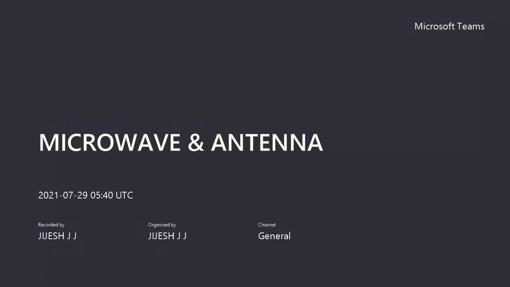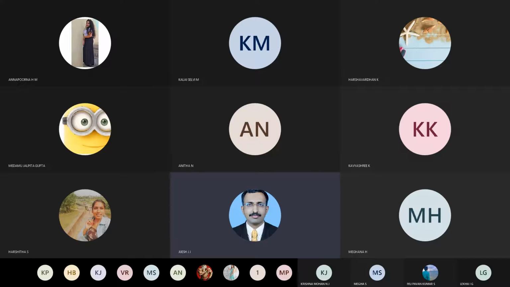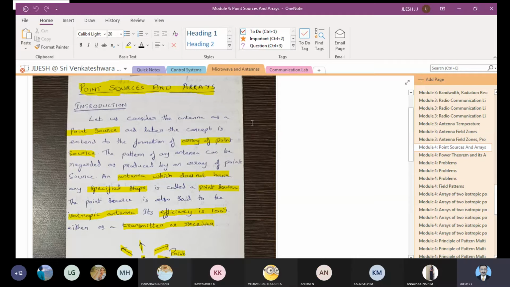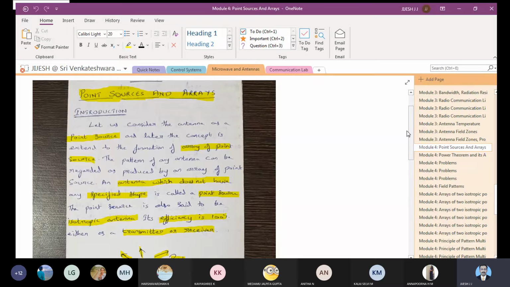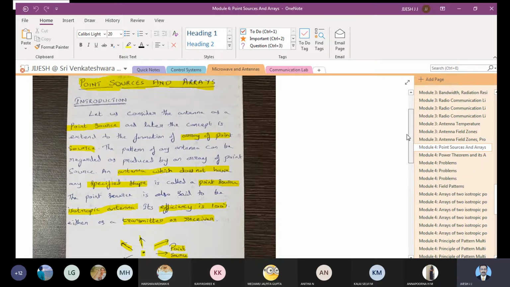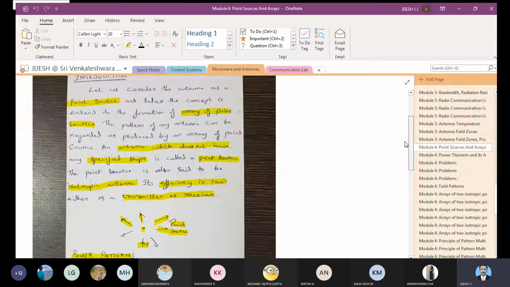On a few topics which will be helpful for you for examination, you can consider this as revision for whatever you have studied. So first, in module 4 we have discussed point sources and arrays, where you have defined a point source. What do you mean by array?